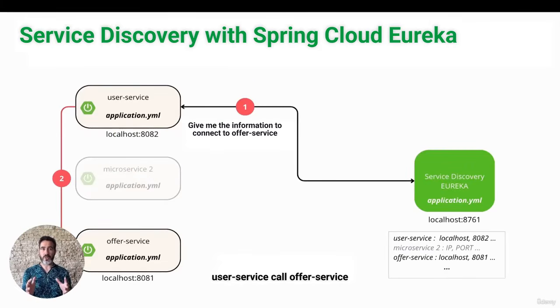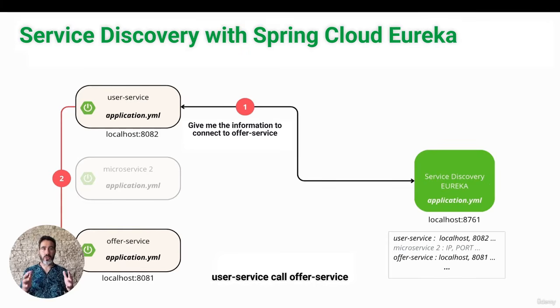Now, let's talk about an example where we have two microservices, user service and offer service, and user service will call offer service. As we mentioned earlier, when the services start up, they are registered with the Eureka services. First, user service will request from Eureka service the specific information about the offer service. Since user service will communicate with the offer service, user service will ask the Eureka service, the service discovery, for the necessary information to connect to the offer service. Eureka service will look up the necessary information in its association table and will send this information to the user service. With this information, the user service can connect to the offer service.